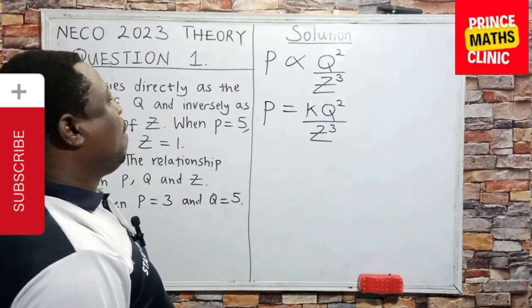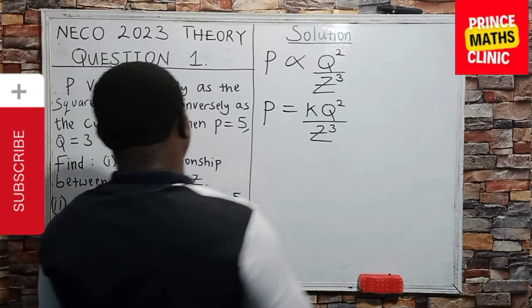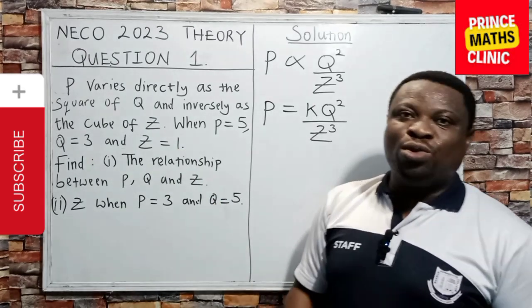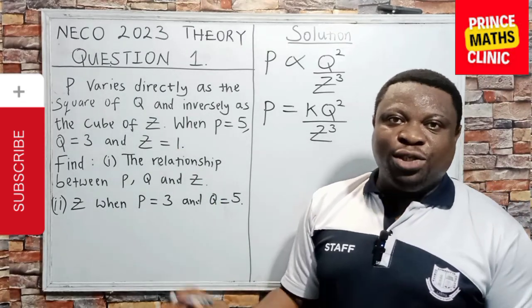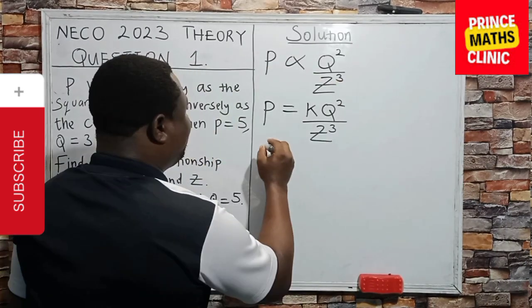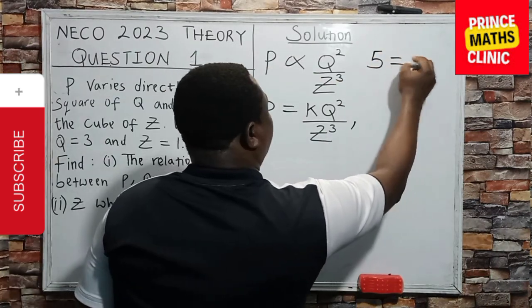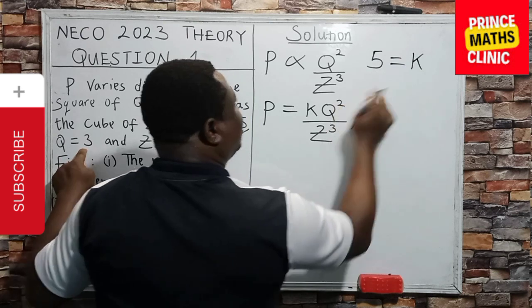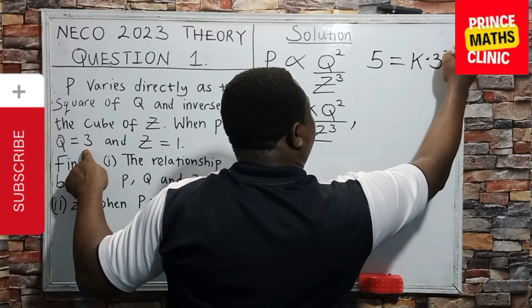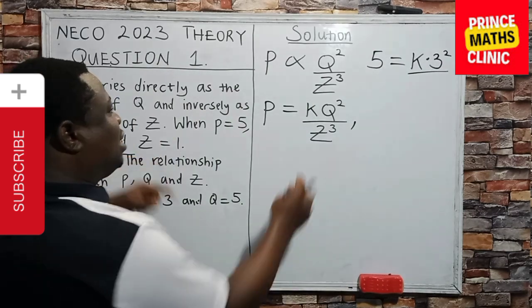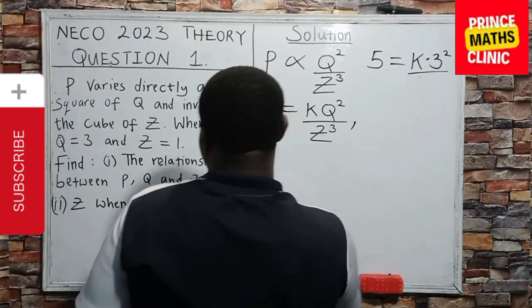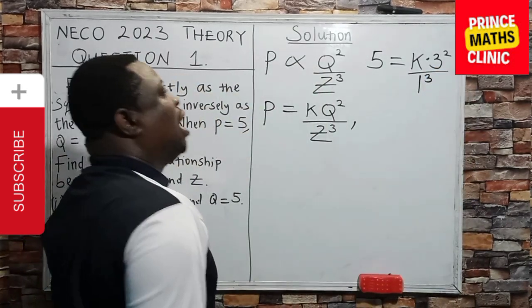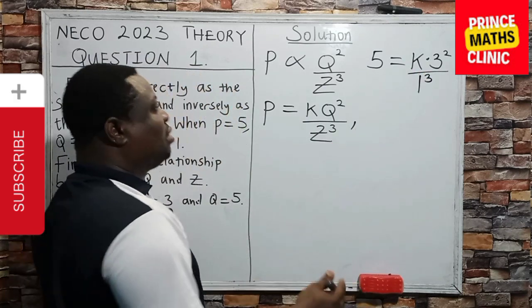Interesting, right? Good. The next thing I need to do now is that they said when P is 5, Q is 3, and Z is 1, just substitute. Mathematics is all about obeying instruction. P is 5, so I'm going to put 5 here. K is what I want to find out. Q from the question is 3, and 3 squared times 3 squared. Then Z is 1. Right? This is Z. Z is 1. And it's cubed. And 1 cube is still 1.